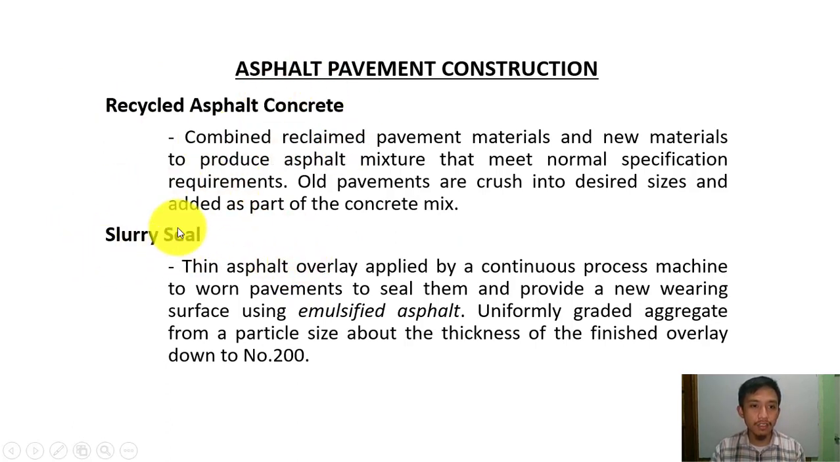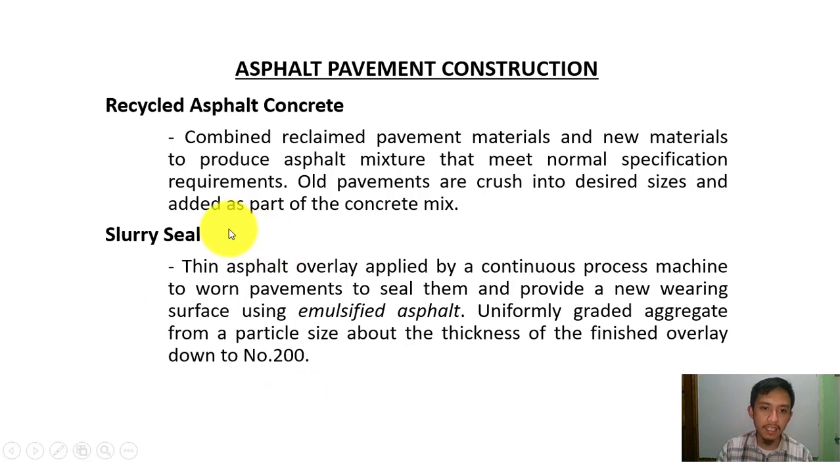So we have here what we call the slurry seal. It is a thin asphalt overlay applied by a continuous process machine to worn pavements to seal them and provide a new wearing surface, using emulsified asphalt. So in this type of asphalt pavement, we are using an emulsified asphalt, and we call that slurry seal. It uses uniformly graded aggregate from a particle size about the thickness of the finished overlay down to number 200. Of course you know your sieve. We have their numbers, which represent the opening of the screen.